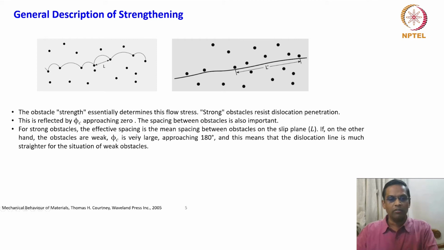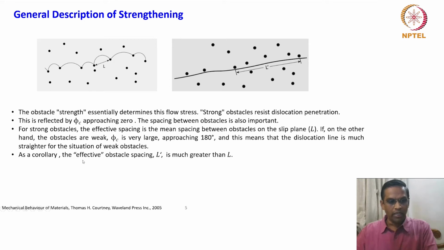For strong obstacles, the effective spacing is the mean spacing between the obstacles on the slip plane, L. If, on the other hand, the obstacles are weak, phi c is very large. So this is a difference. We are talking about phi c approaching 0 in the earlier case, but here the line is just simply going to move like this. So there is no significant influence of phi c here. Phi c is almost equal to 180 degrees. So the angle between the dislocation line and the obstacle will be almost 180 degrees. That means the dislocation line is much straighter for the situation of weak obstacles. So this is what penetration means. Okay, the dislocation is cutting through or penetrating through.